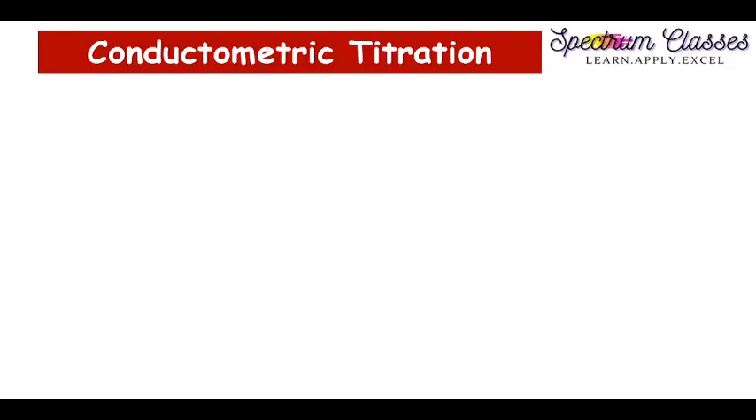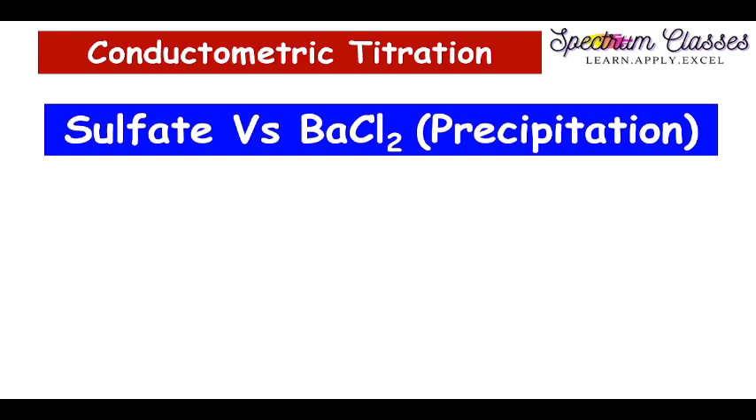In this video, we are going to determine the sulfate ions using conductometric titration, and the titration is of precipitation titration. In this lab activity, I am just going to titrate barium chloride against H2SO4 solution. And here this titration is also known as determination of sulfate ions using barium chloride solution conductometrically.